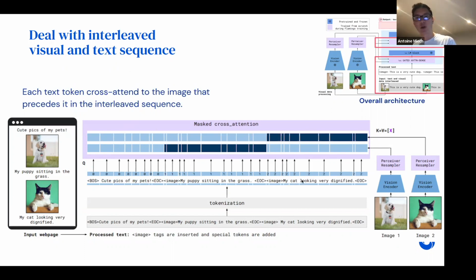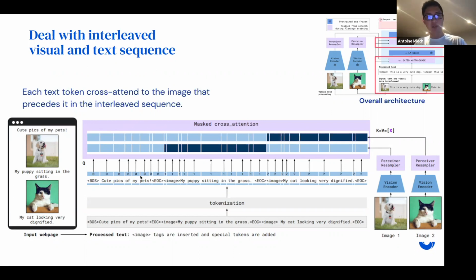The tokens for my cat looking very dignified are only going to cross-attend to the picture of the cat, and the ones at the start, like the header, will not even cross-attend to any image. So you might say that's a bit weird, because I've shown an example of a dialogue where I've shown three flamingos, and the model was able to somehow reason about these three images. So how is it possible that you can reason about the three images, but you only cross-attend to one image? That's a very valid question.